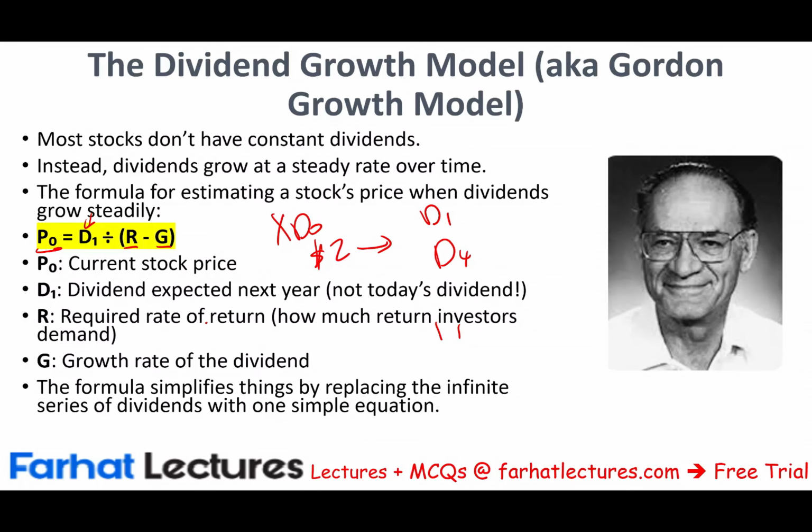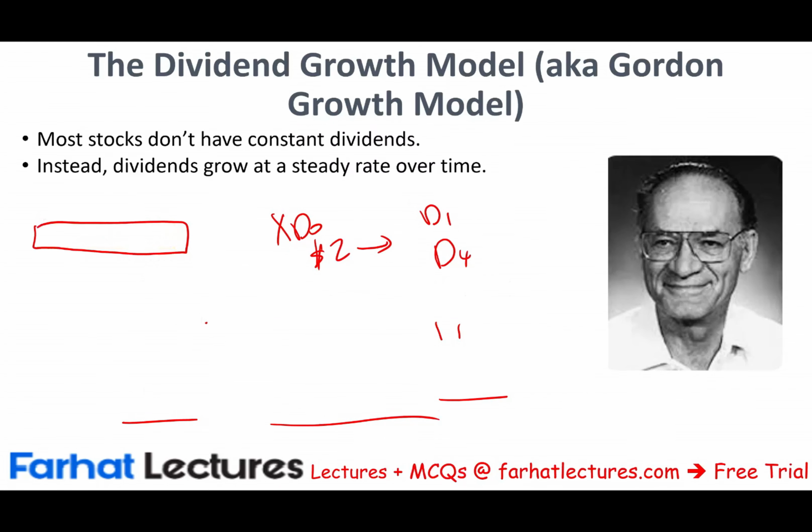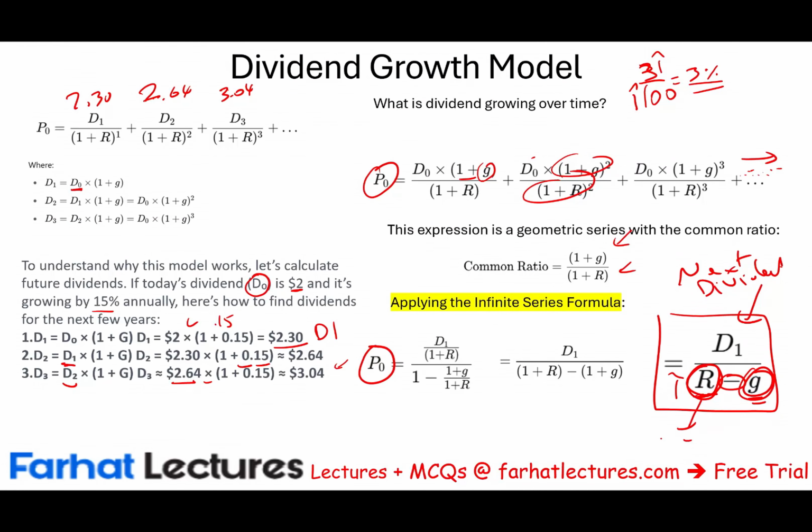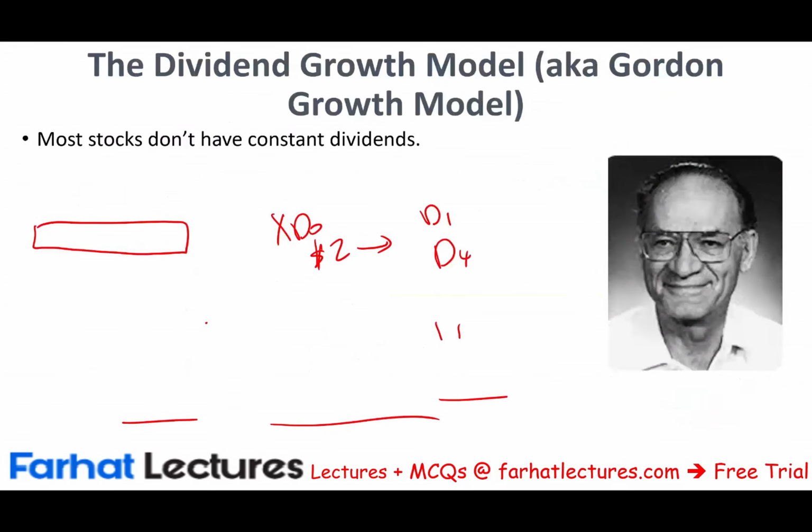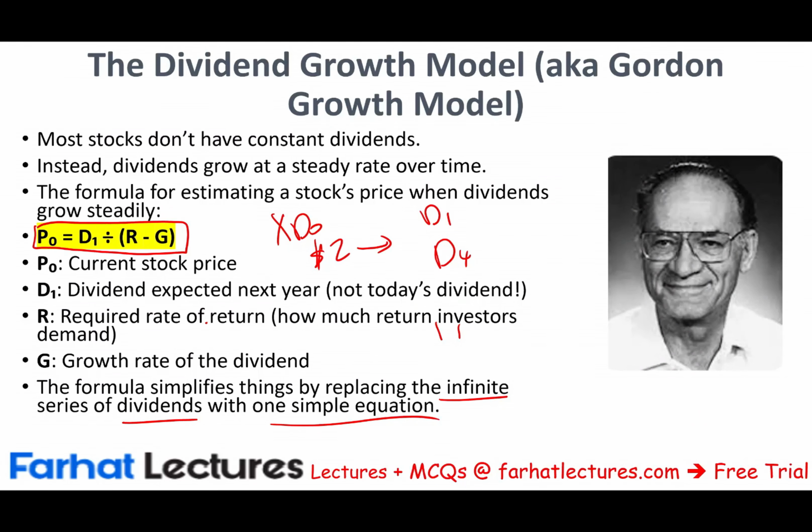So this formula simplifies things by replacing an infinite series of dividends with one simple equation. You don't have to worry about the math. You have to understand that to find the price of the stock, we look at the next dividend divided by R minus G. Everything that I did on this slide is just to show you where it's coming from. But if you memorize or understand this formula, you will be good to go. But it's very important to see where it's coming from.